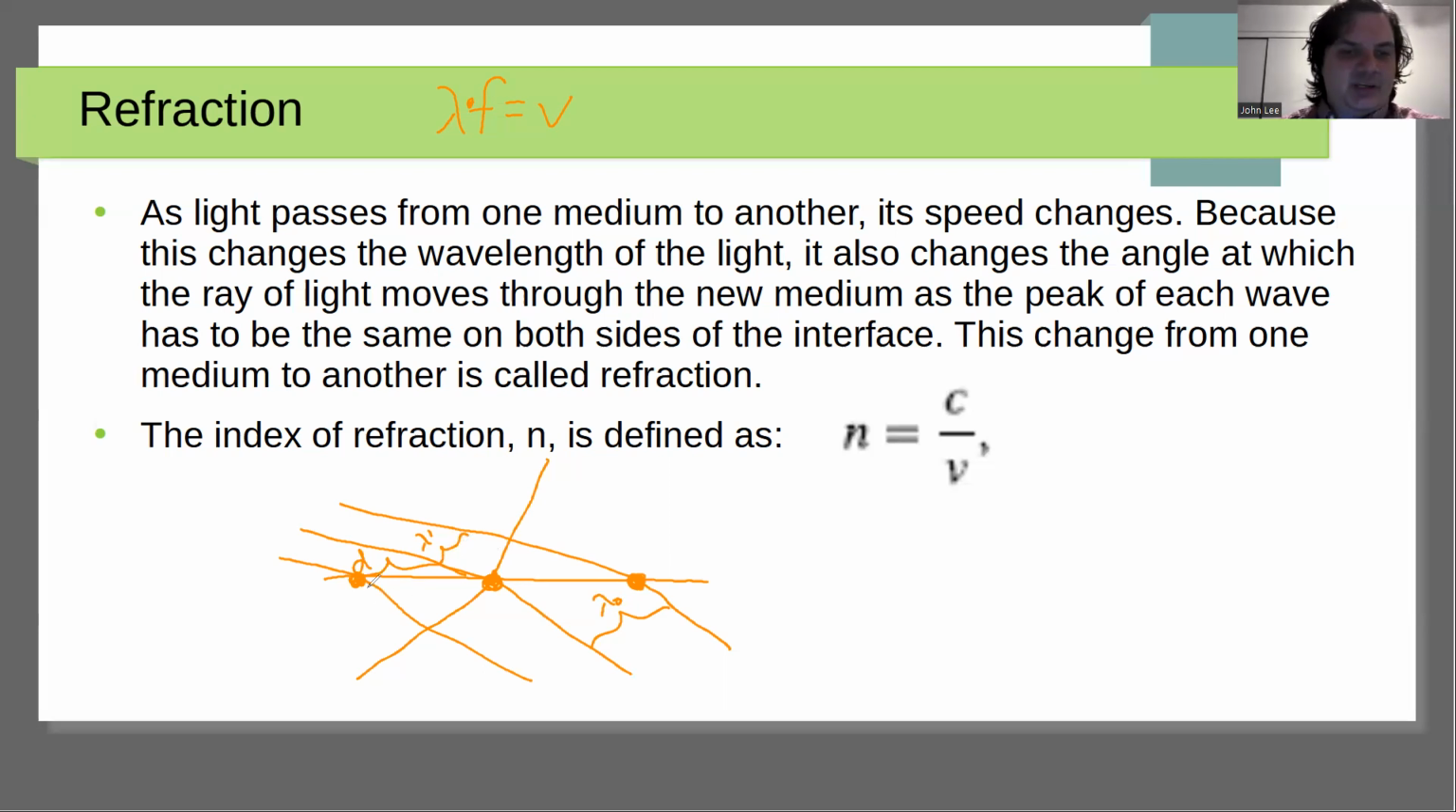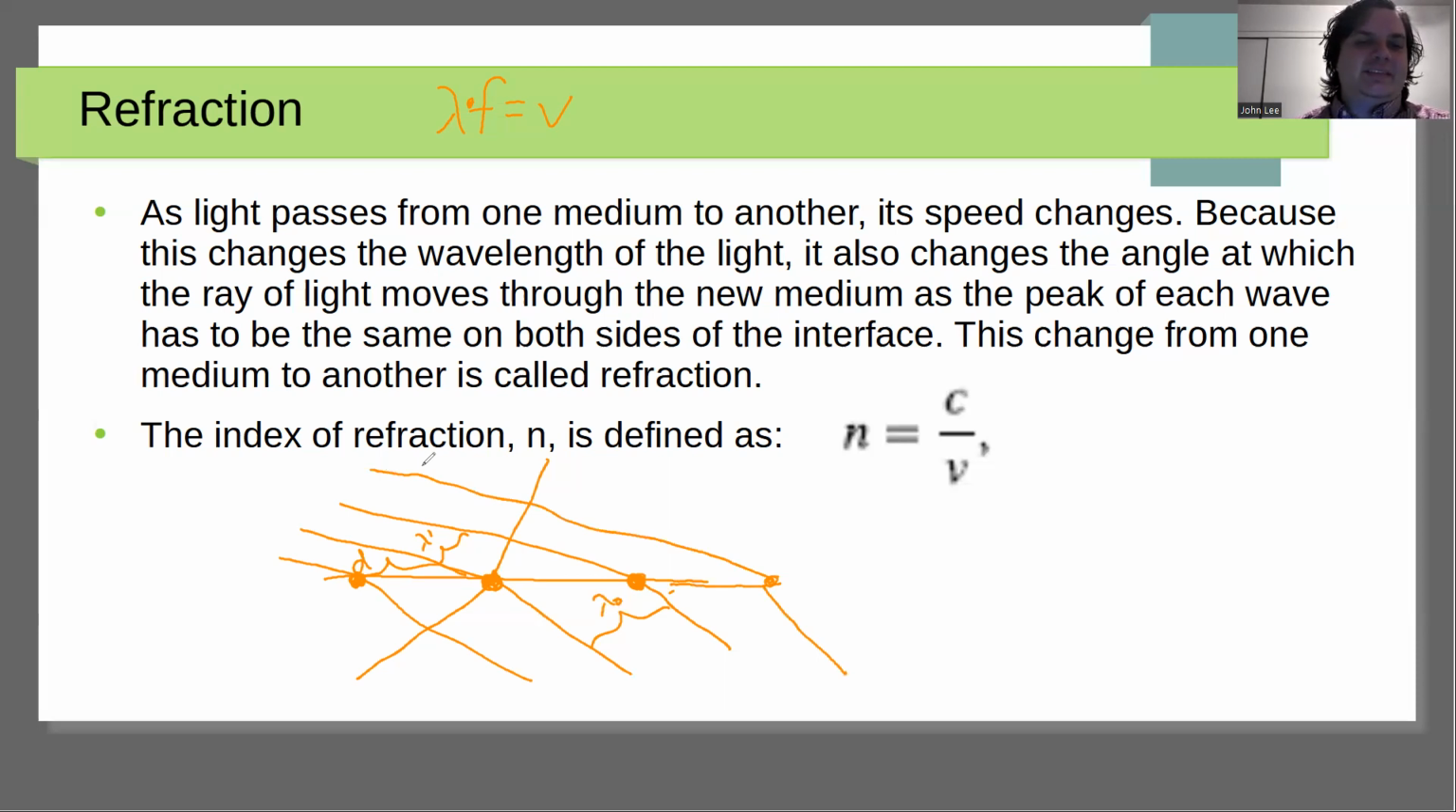the distance between peaks of each wavefront has to be the same along the interface, but the distance in peaks as it travels through the interface changes. That also changes the angle that it passes through. So if we went out again, we would see this wavelength, and then this one has to be going at a much more severe angle.